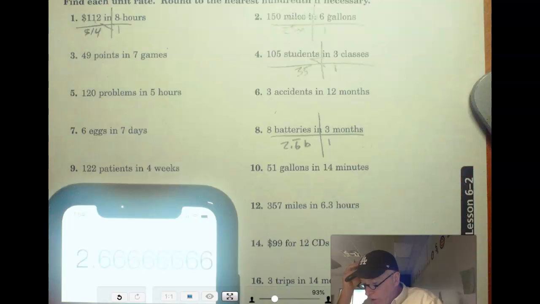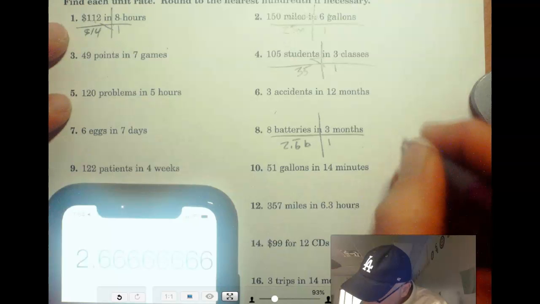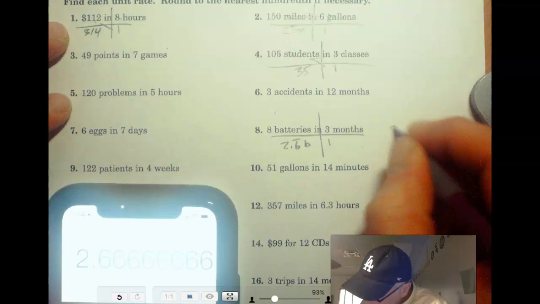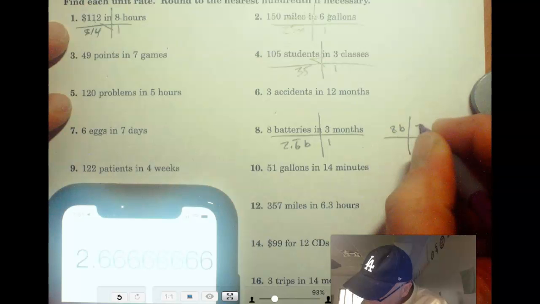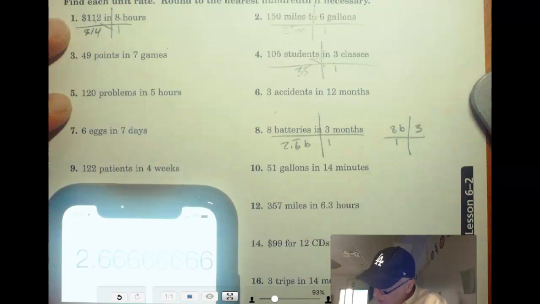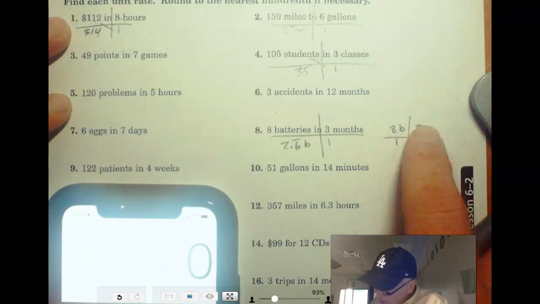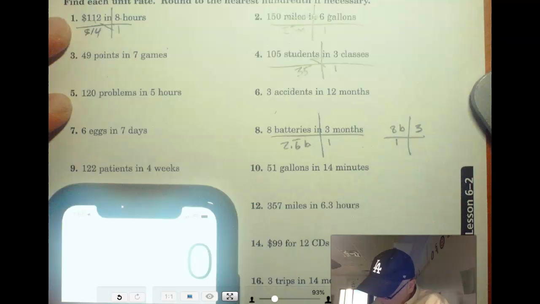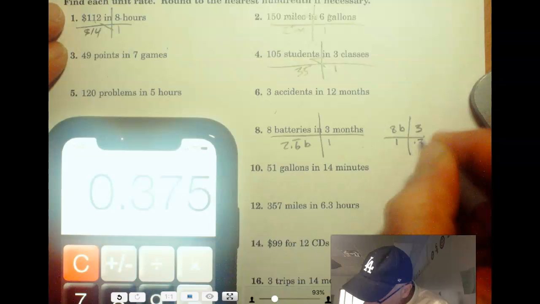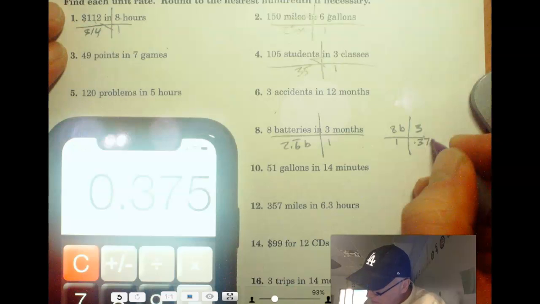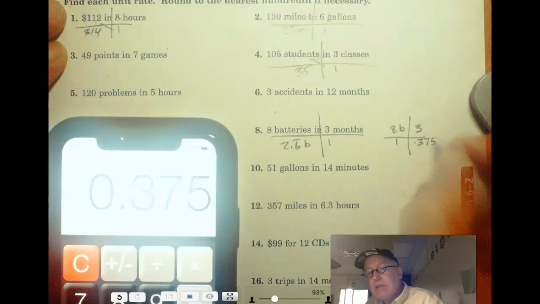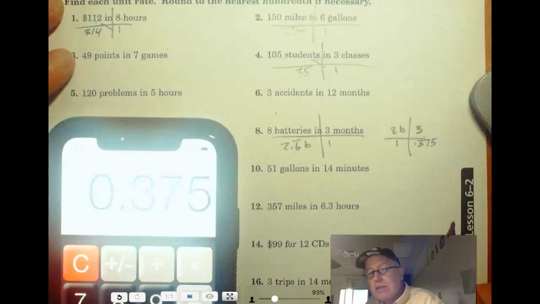Well, that's kind of a weird one. But what if we thought about it this way? What if we did the other way? 8 batteries in 3 months. We want to know 1 battery. So let's try it that way. That's going to be 1 times 3 divided by 8, and that's 0.375. 1 battery, 0.375 months. And it still really doesn't make any sense.